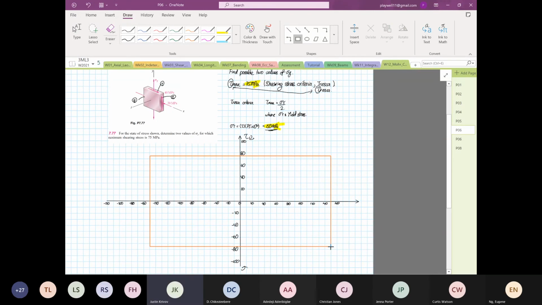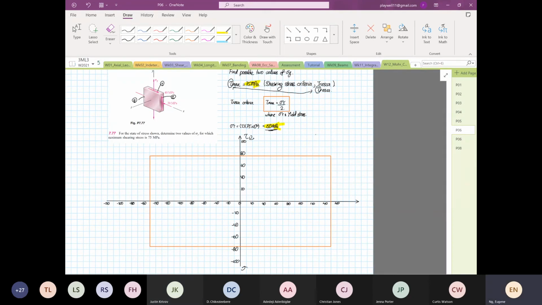Sir, could you explain again why you multiplied 75 by 2 for the yield stress? This is because of the Tresca criteria. Okay, I see. Thank you. So now you see, I draw a box.